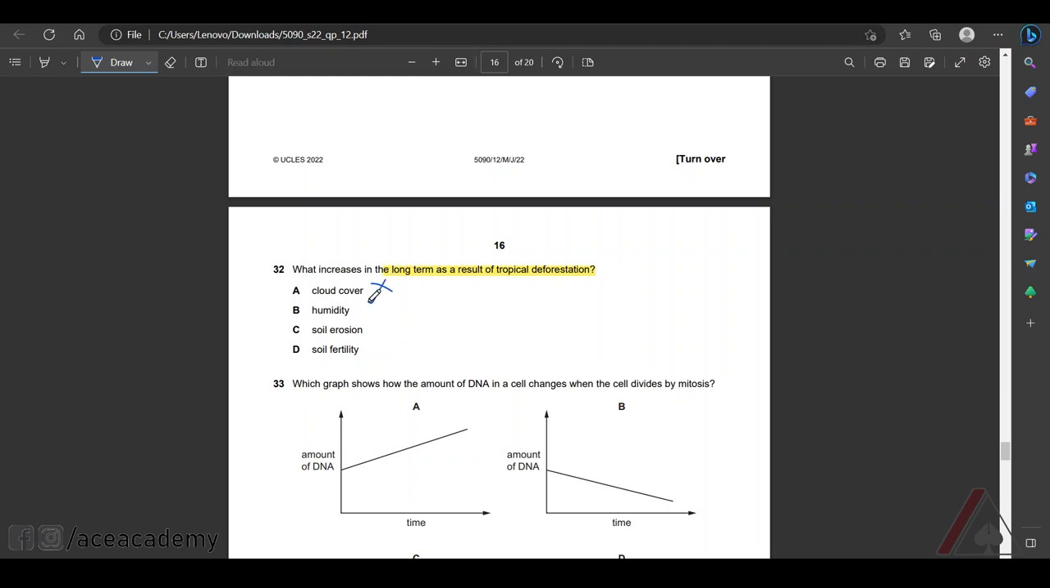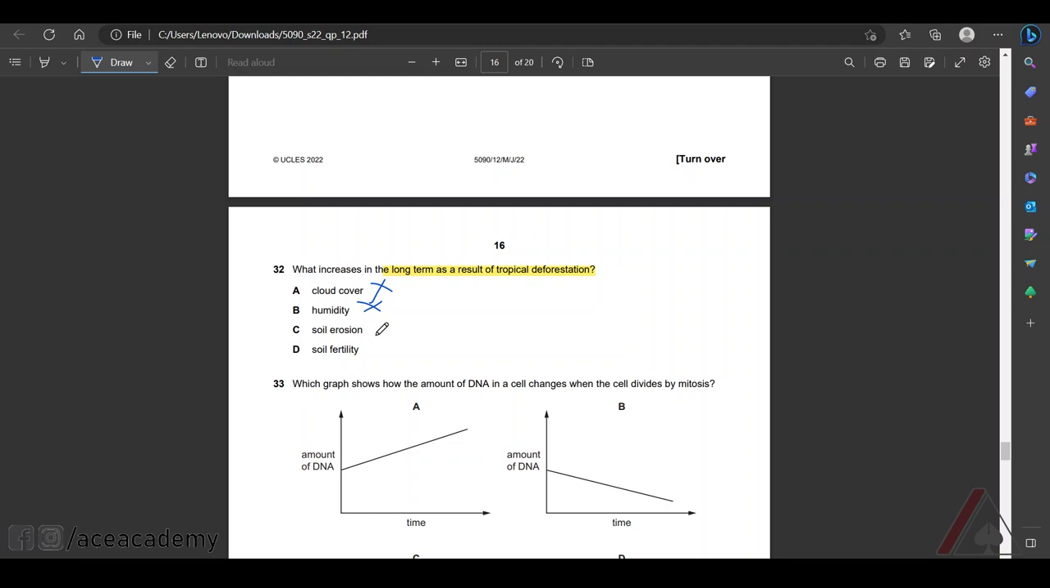Option B is humidity. Again, for the same reason as A, humidity is wrong because fewer trees, less transpiration, less water vapor in air, which by extension means less humidity.